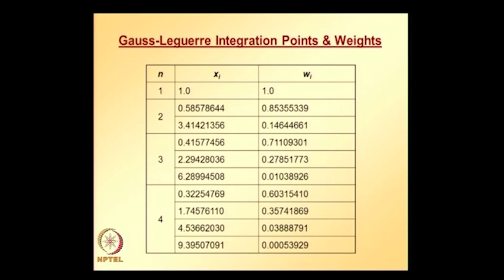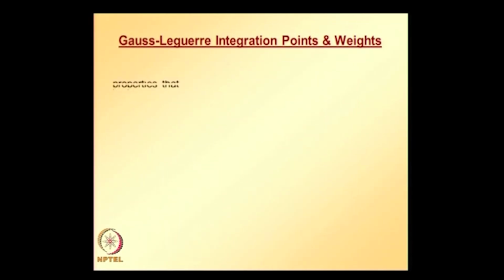Before that, some of the important properties associated with the weights and locations in this Gauss-Laguerre rule are as follows: the sum of all weights is equal to 1, and if we sum up the weight times the integration point location for all the points, it is also going to be equal to 1.